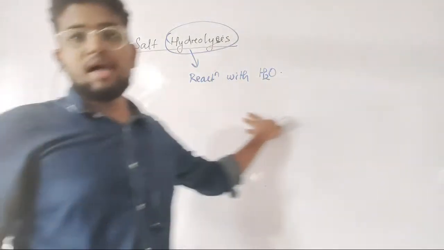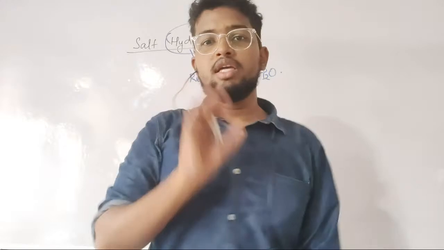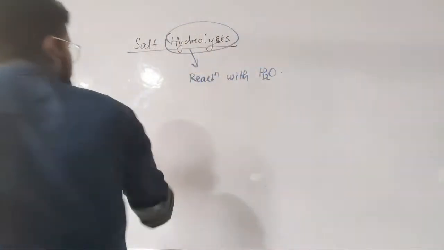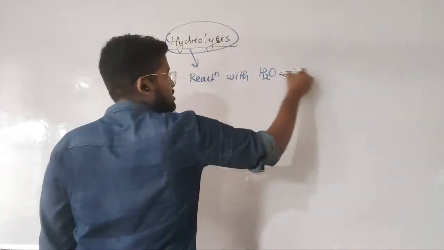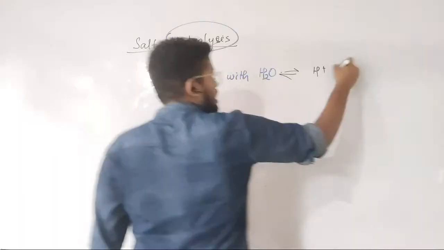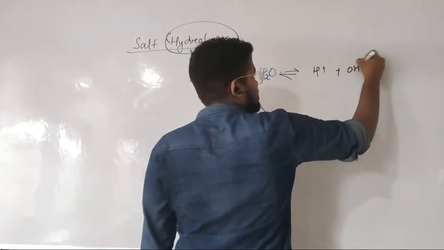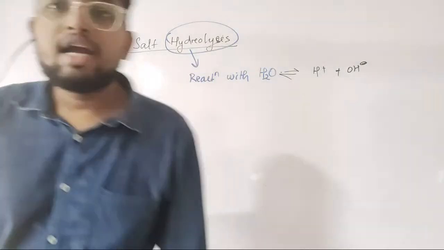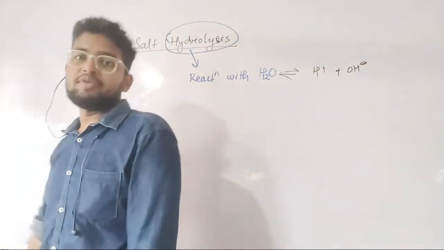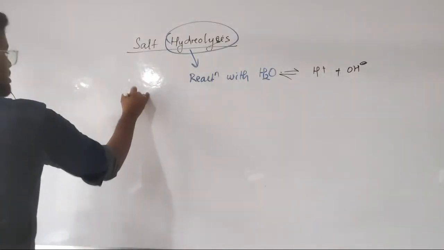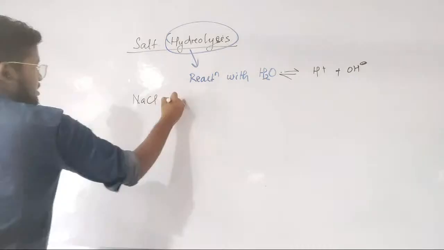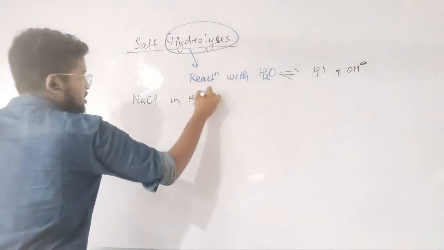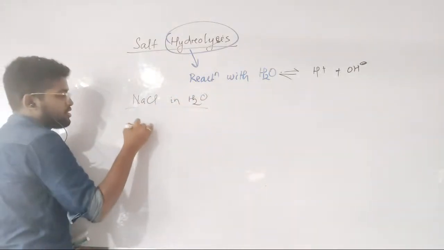So reaction with water. What will happen if you put something in water? First of all, we know water will dissociate as H plus and OH minus ions. And what will happen if you add something like NaCl in water? NaCl in water, what will happen?